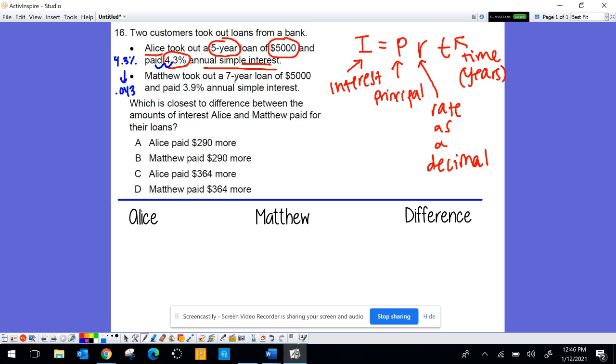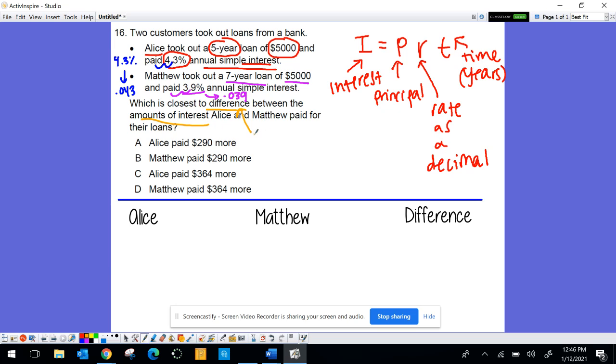So Matthew took out a 7-year loan for $5,000, but he paid 3.9% simple interest. So moving our decimal to the left twice, that would be 0.039. So make sure that you converted your percent into a decimal. Even though there was a decimal already in the problem, you still need to move your decimal point to the left 2 times. The question is, what is the closest to the difference between the amounts of interest Alice and Matthew paid for their loans?